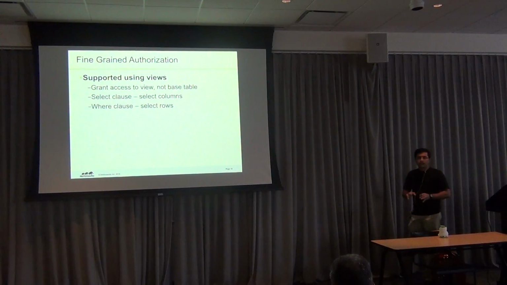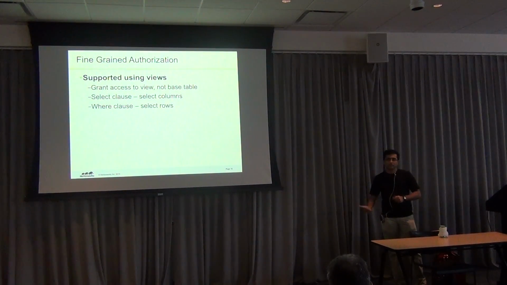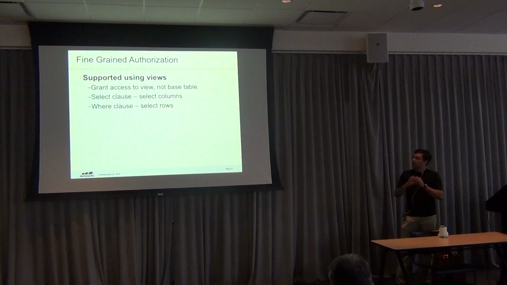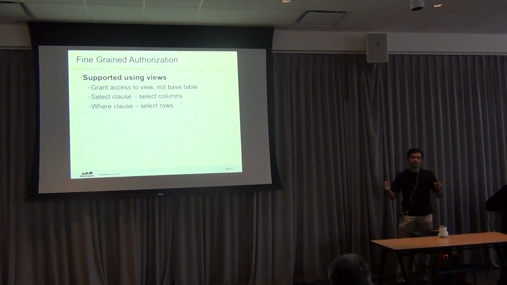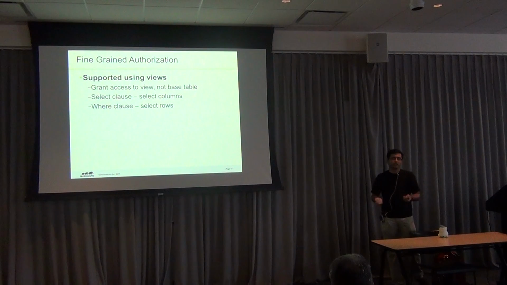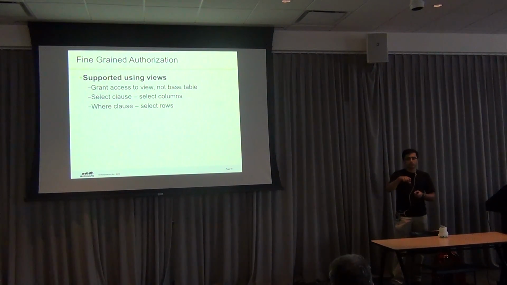And how does this let you have fine-grained access control? And that is through views. So you can define a view and restrict the columns that are available through the view using a select statement. And you can also restrict the rows that are available in the view through your where clause in the view statement. And you give access only to the view without granting access to the underlying table, so that the access to that user is then restricted only to those columns and those rows.